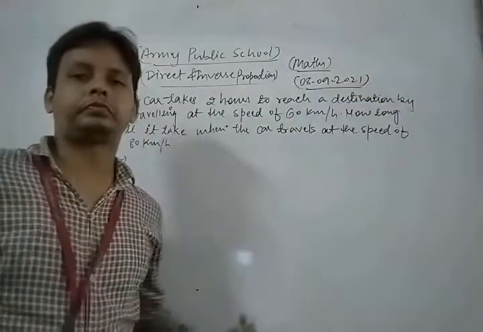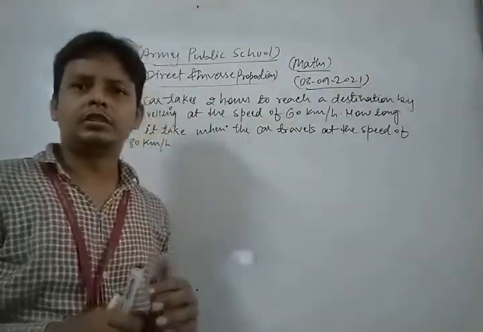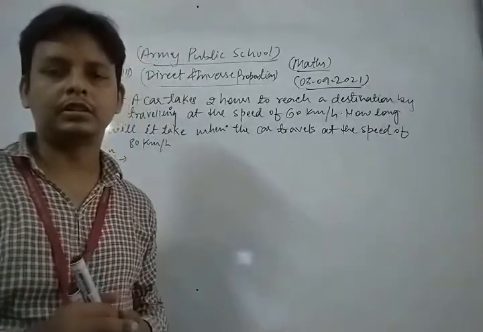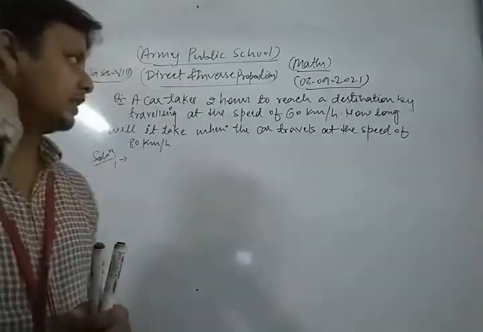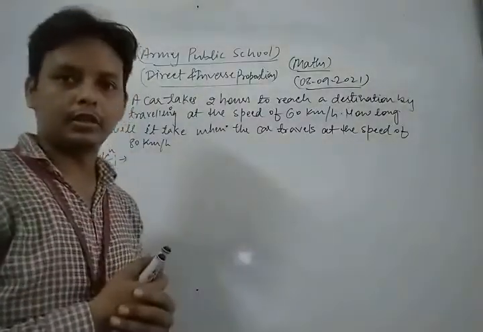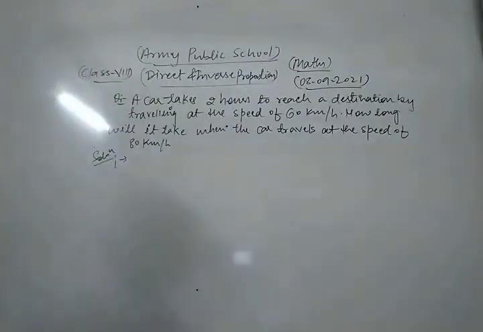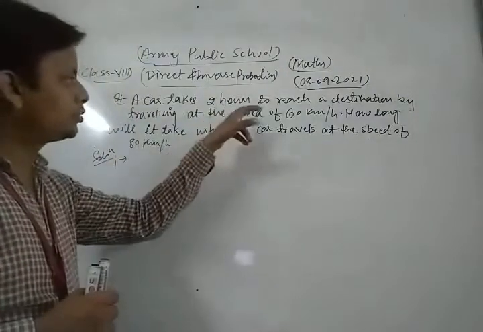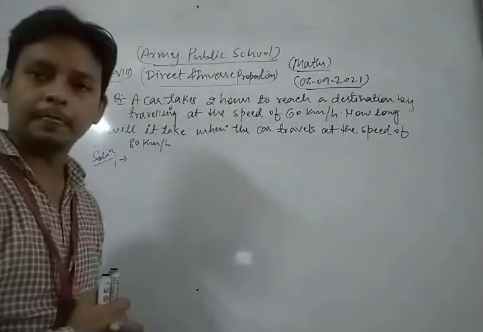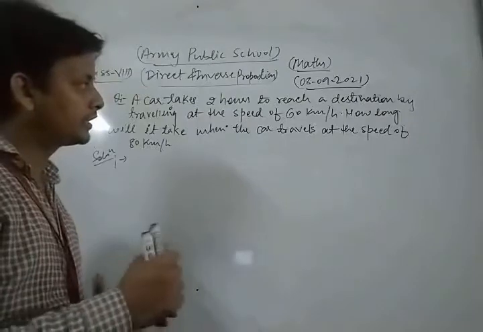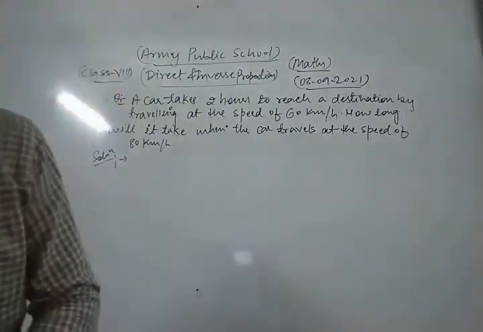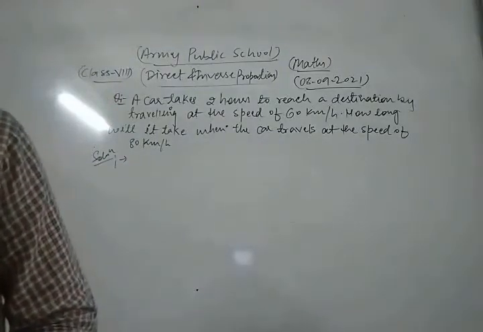Dear friends, this is one of the most important questions of your syllabus, and this is direct and inverse proportions. Let's see what is the process to solve that question. Okay, dear friends, look here. A car takes 2 hours to reach a destination traveling at the speed of 60 km per hour. So first of all we find what is the relation between speed and time. Okay, this is a very important question.